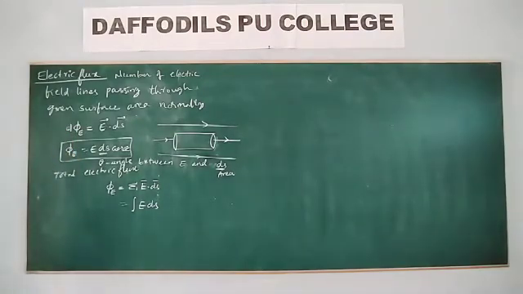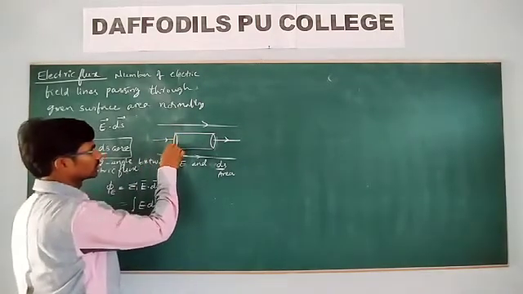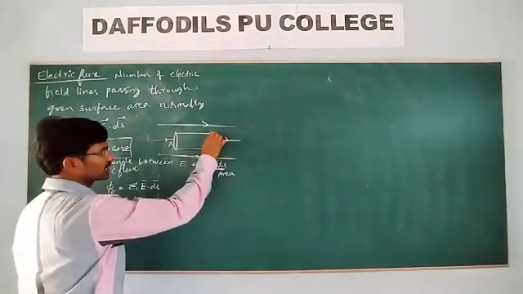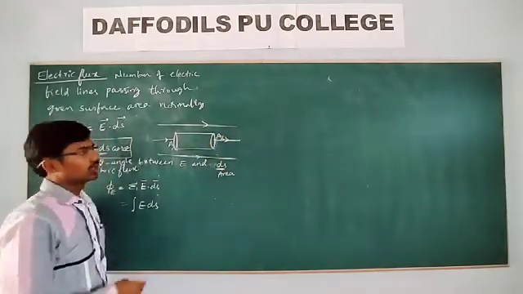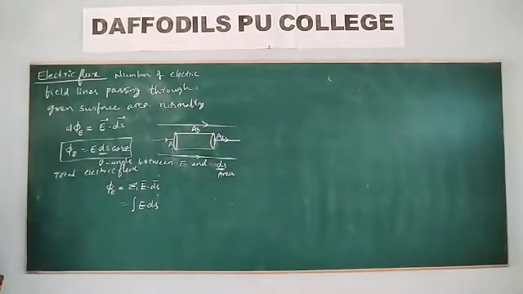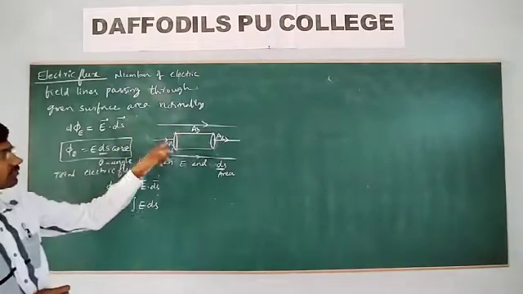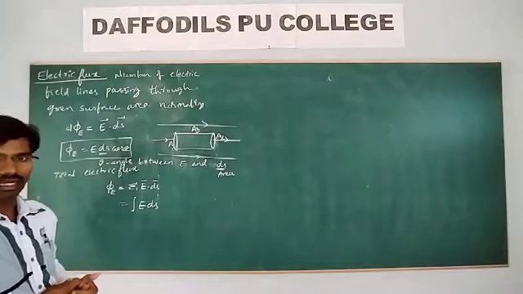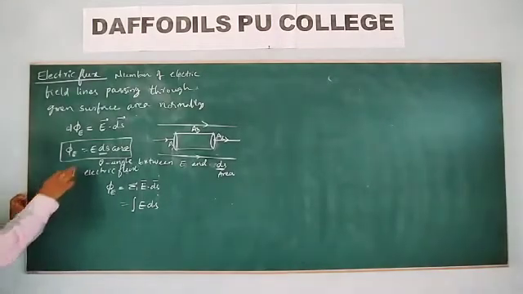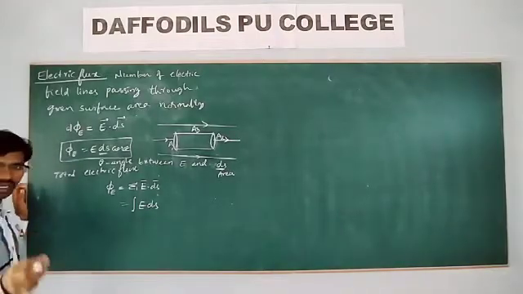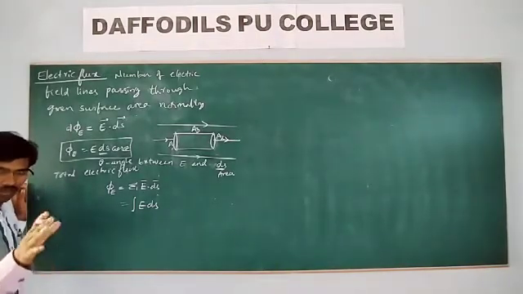So let us see. If we take this surface as A1, this surface as A2, and this surface as A3, what will be the electric flux at each surface? Remember, is the area a vector or a scalar? It is a vector. If it is a vector, what will be the direction of the area vector? Normal to the plane or normal to the surface.